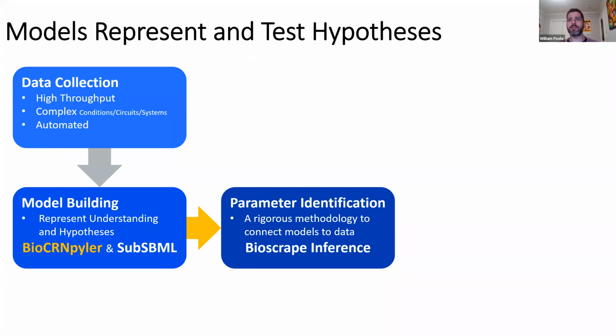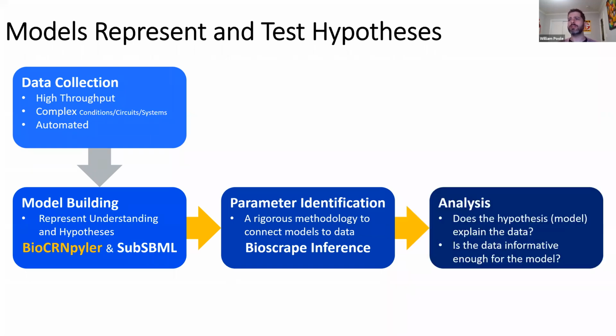And parameter inference is a way of finding parameters for your model from your data. And I'm not going to go into it, but once you do that, it's pretty easy to ask, does my hypothesis explain my data? In other words, do they look similar quantitatively or qualitatively? And even, is the data informative enough for the model?